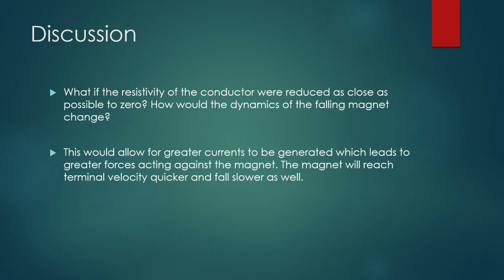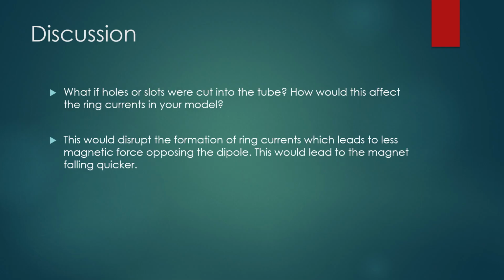Finally, if the resistivity of the conductor were reduced as close as possible to zero, according to Ohm's law, this would lead to a greater current being produced. This would ultimately lead to a greater magnetic force acting on the magnet. Therefore, the magnet will reach terminal velocity quicker, leading it to fall slower as well. And finally, if holes or slots were cut into the tube, this would disrupt the formation of ring currents, which would lead to less magnetic force opposing the dipole. This would lead to the magnet falling quicker.